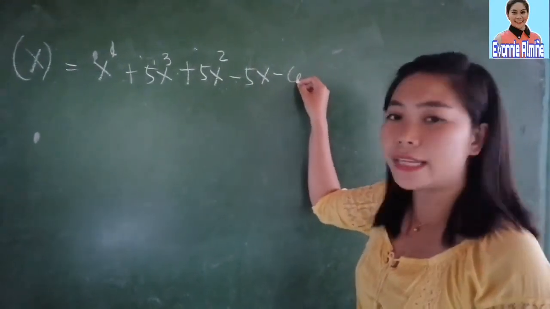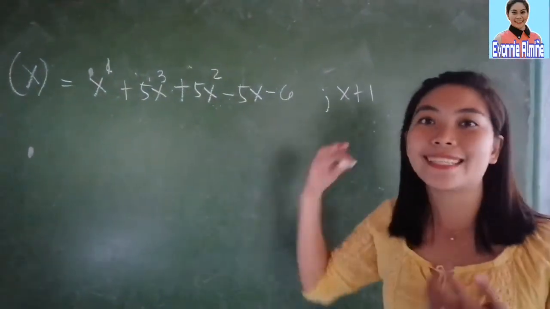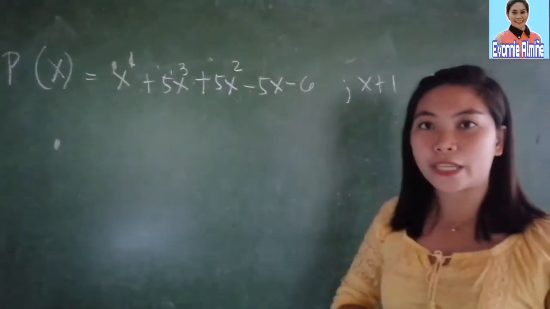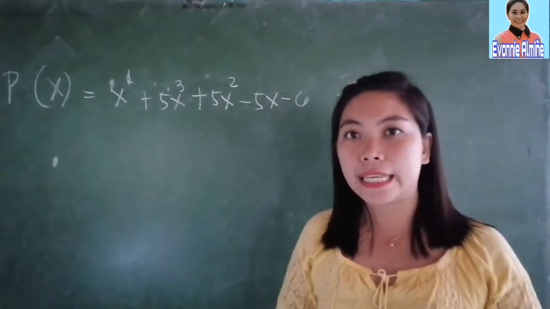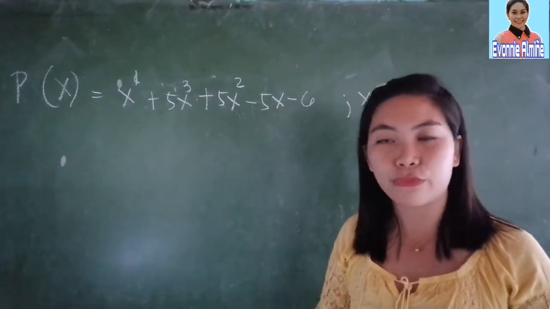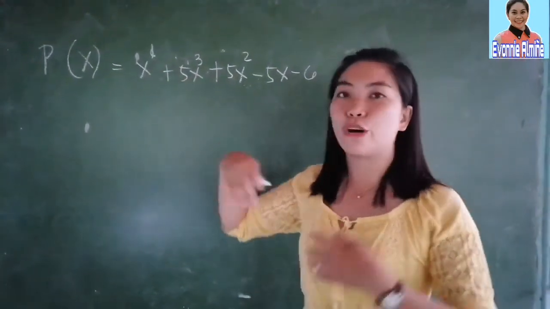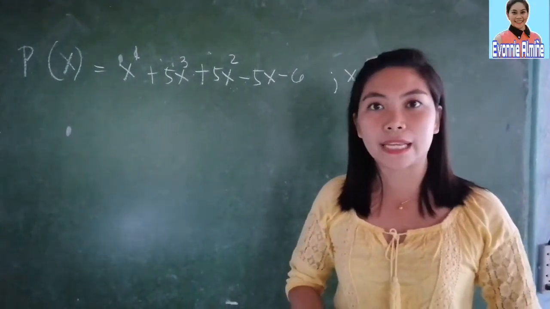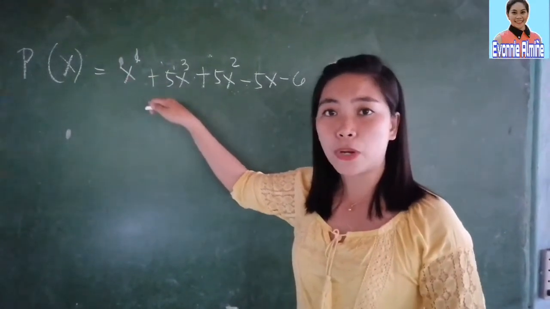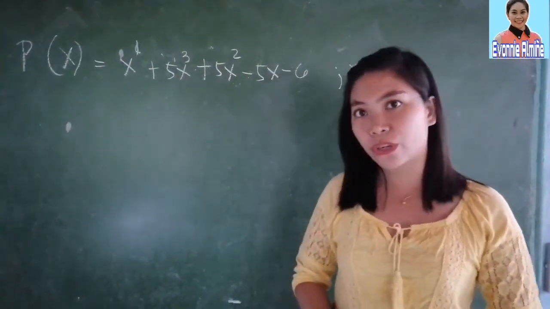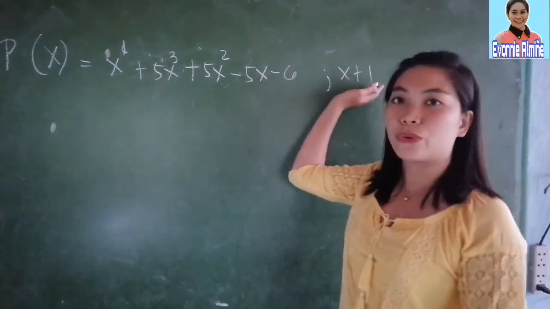Okay, the other factor is x plus 1. Okay, so x plus 1. So let us find out the other factors. So sinabi ko po kanina, di ba? The number of the highest degree or the number of the leading degree indicates the number of zeros, the number of factors, and the number of roots of that given polynomial equation. So since 4 is the highest degree of exponent, therefore in this polynomial equation, we have 4 factors. So alamin po natin yung other 3 factors since meron na po tayong isa.